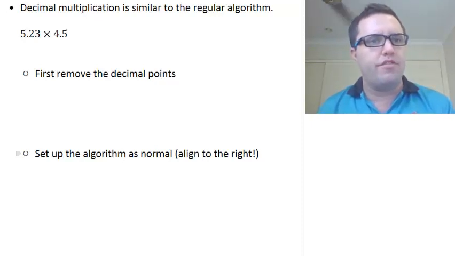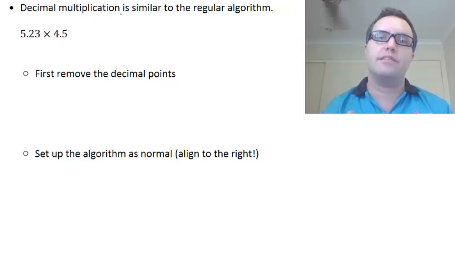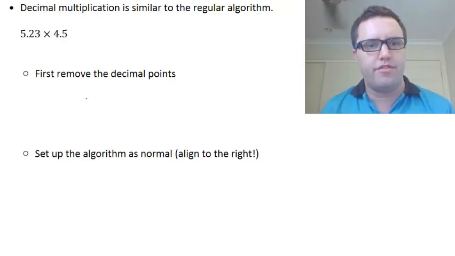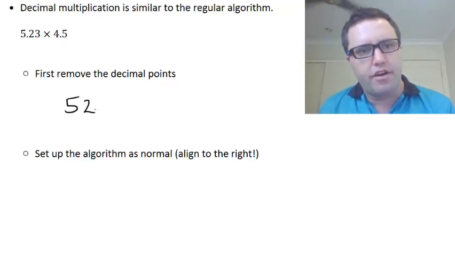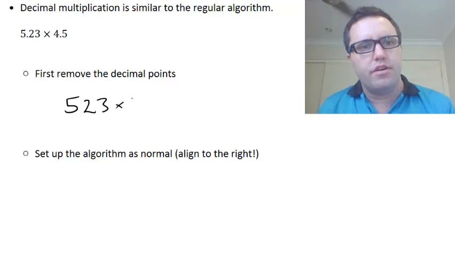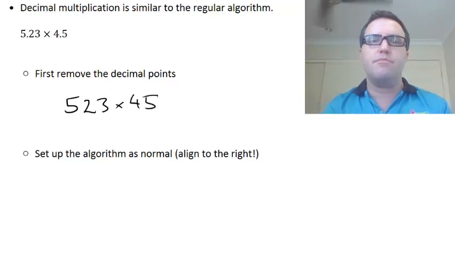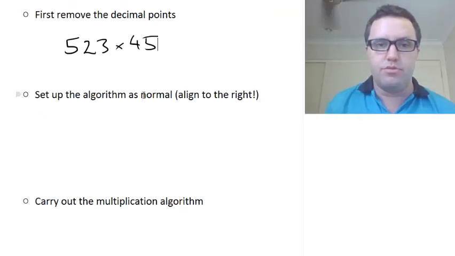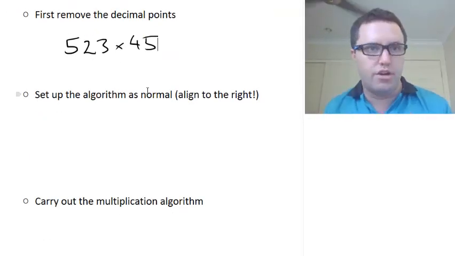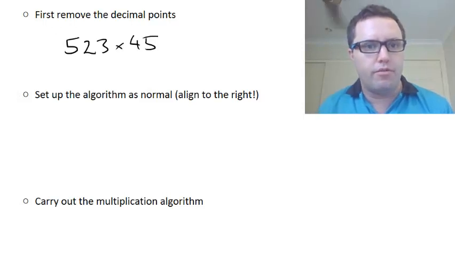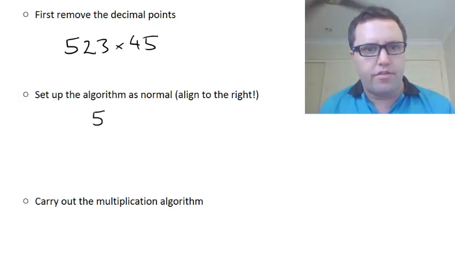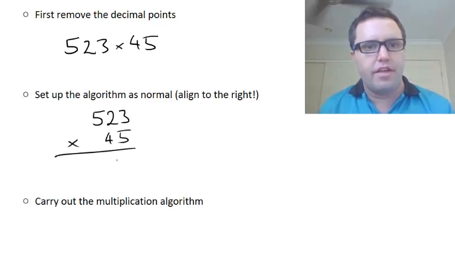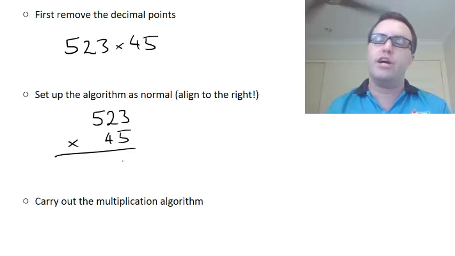Okay, so the first thing you need to do is remove the decimal points from the question. So we had 5.23 times 4.5. We're going to change that to 523 times 45. Okay, so our decimal points have been removed. Once you've done that, you set up your algorithm as normal, aligning to the right-hand side. So that will be 523 times 45. There, that's how we would set up our multiplication algorithm normally.